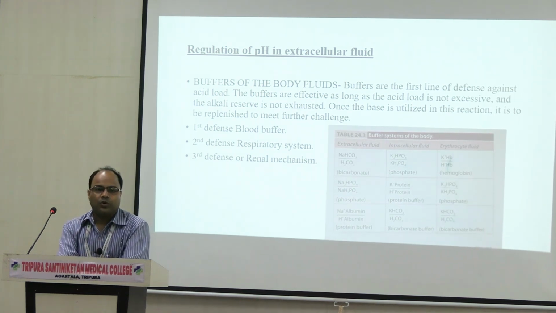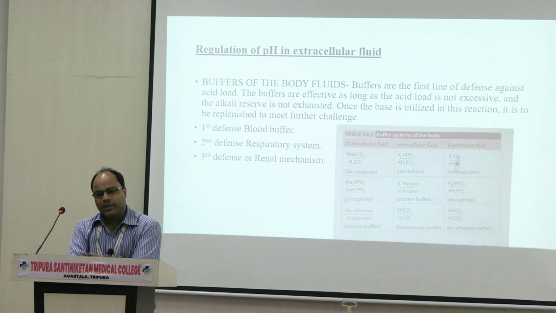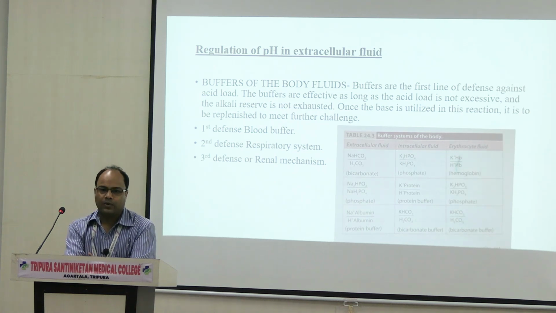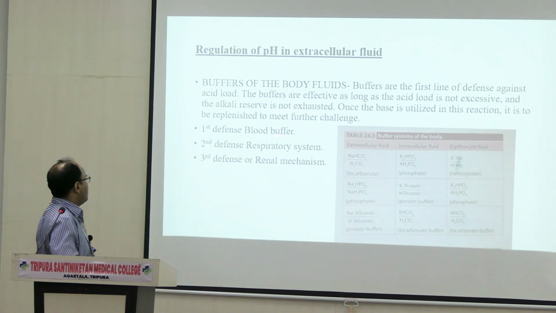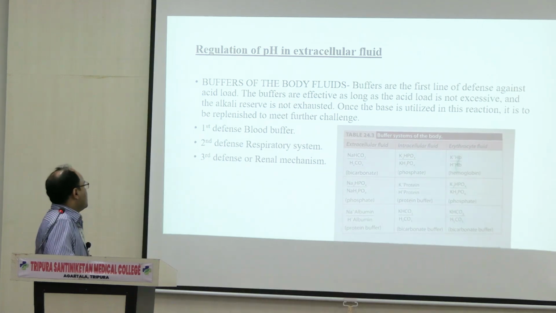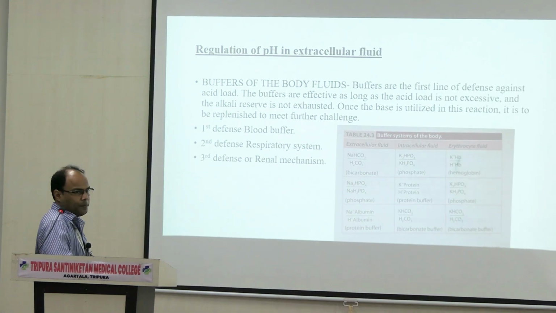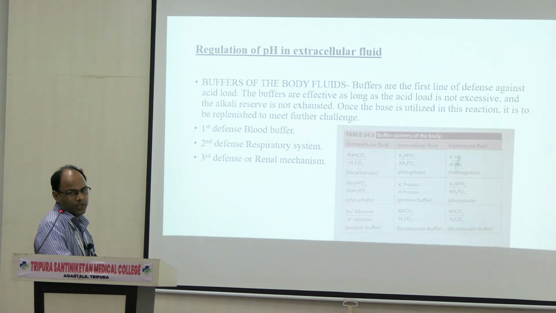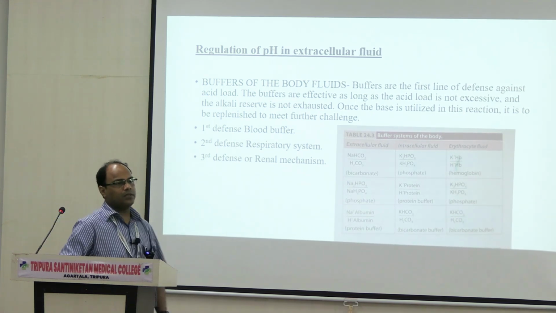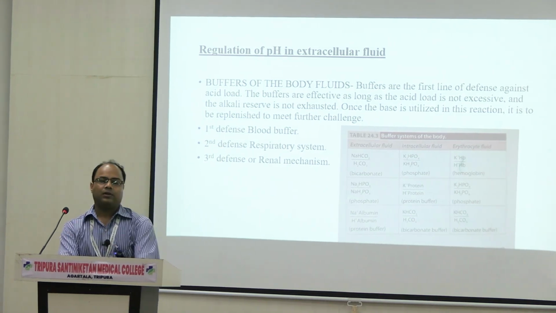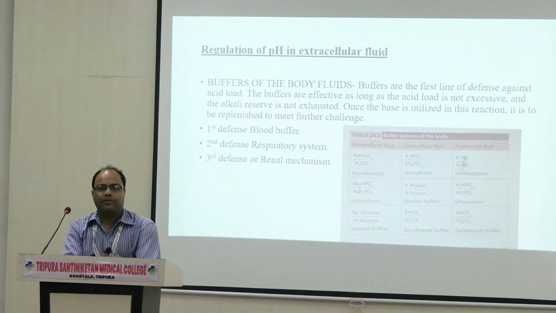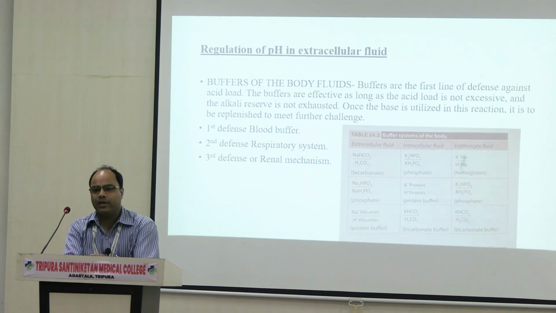Okay, so in our body this pH range is fairly maintained by our systems. The first system is blood, called the first defense system in our body. The second system is the respiratory system, and the third defense system is the renal mechanism. These three systems work in our body to maintain the normal pH range. If the pH goes very low, say less than 7, people will die. Not possible to live as a normal human being.